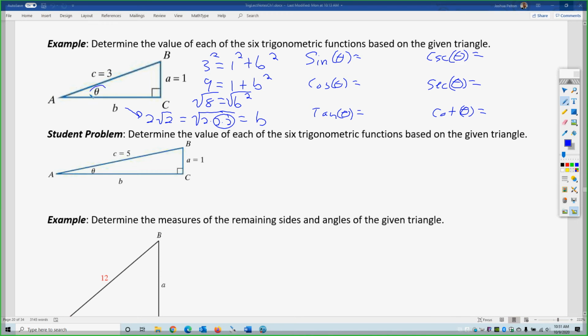So we'll use this as our reference angle. Opposite over hypotenuse is 1/3, and adjacent over hypotenuse, and then if we do opposite over adjacent, I get 1 over 2 root 2 for the tangent. You can reciprocate for the other 3 trig functions. So I get 3 over 1, 3 over 2 root 2, and 2 root 2 over 1. If the denominator is 1, you don't necessarily need to keep it that way. You can just write 3, and so on and so forth. Alright, pause the video, try the student problem.